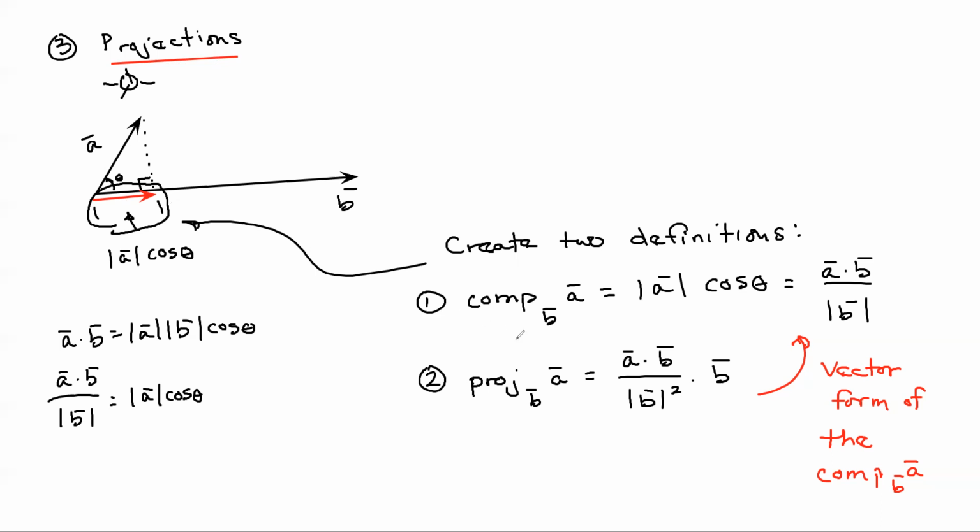And we have two pieces to it. One is the length of the shadow. That's the component of A onto B. And then the other one is the vector shadow. And that's the projection of A onto B. There are other ways of thinking of projections.